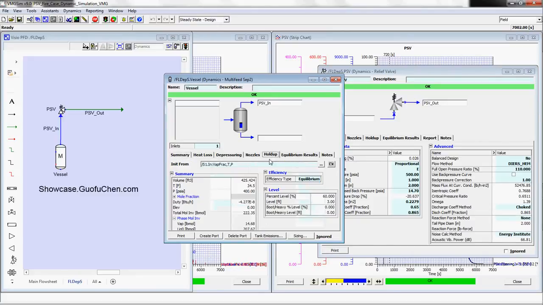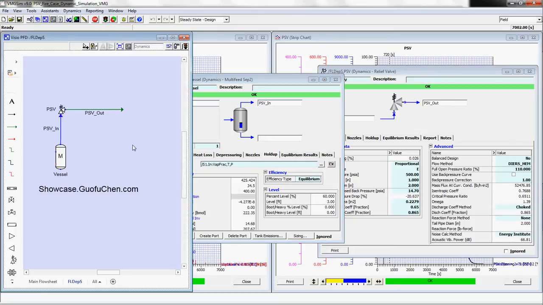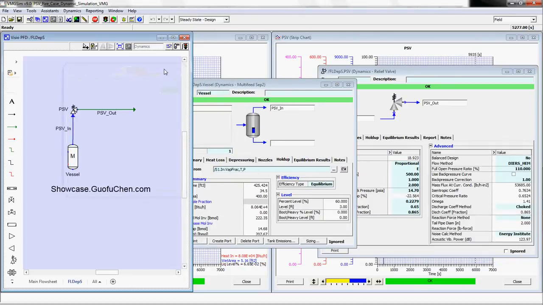At the beginning, the vessel temperature is about 34.5 Fahrenheit with a pressure of 400 psia. Suddenly, the vessel is exposed to a fire. Let us start the simulator and see what's going to happen.